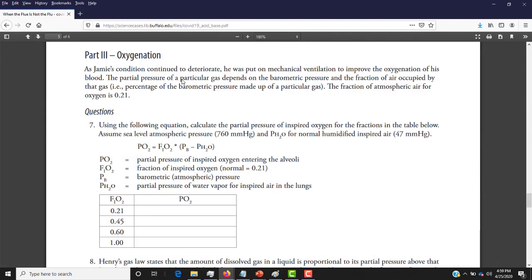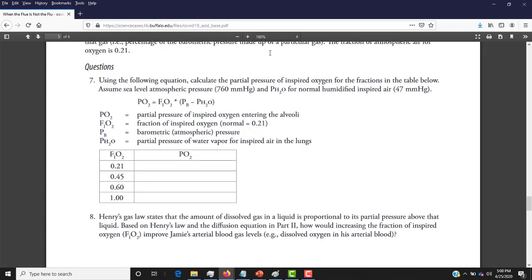Going on to question number 7, we have a little bit of background first, then we have some math to do. Again, like we saw with a previous question, the information that's in here gives you a clue on how to answer a following question. And more specifically is this value here, which comes up a few times. But for question number 7, using the following equation, calculate the partial pressure of inspired oxygen for the fractions in the table below.